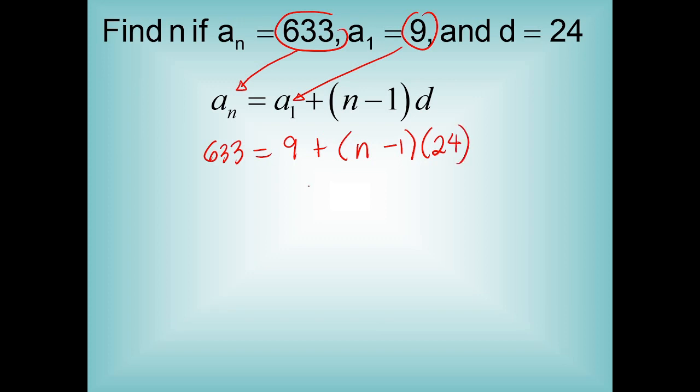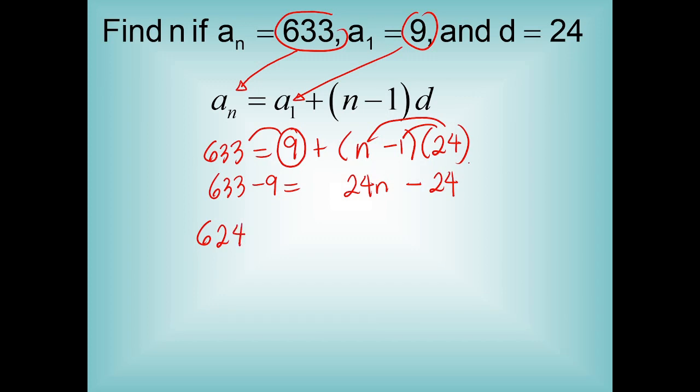Let's transpose 9 to the other side. So this becomes 633 minus 9 is equal to, distribute, this is 24n minus 24. Okay? Now, let us combine this. 633 minus 9, that is 624. Now, let's transpose this to the other side, that becomes plus 24.